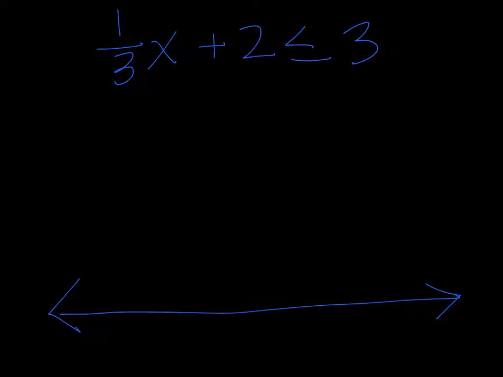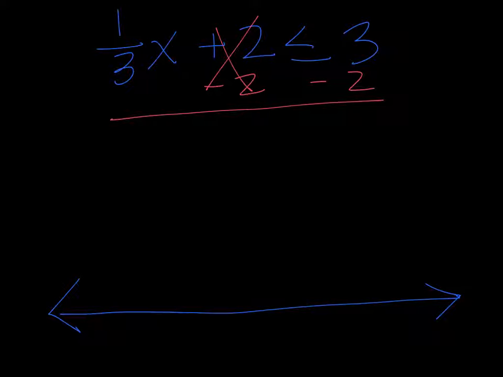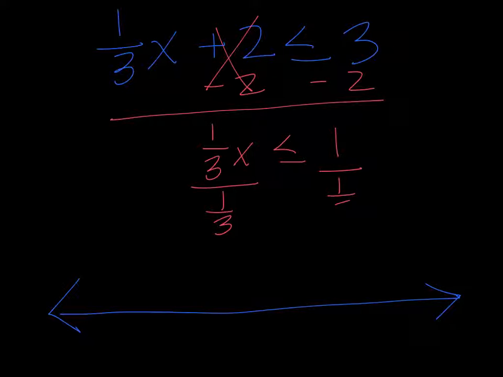Now let's look at a two-step inequality. So again, we solve them the same way as we would a two-step equation. So we would subtract 2 on both sides. Those 2's cancel. Bring down the 1/3 x. Bring down your inequality sign. 3 minus 2 is 1. And then we would divide by 1/3, which is the same as multiplying by 3. So x is less than or equal to 3.